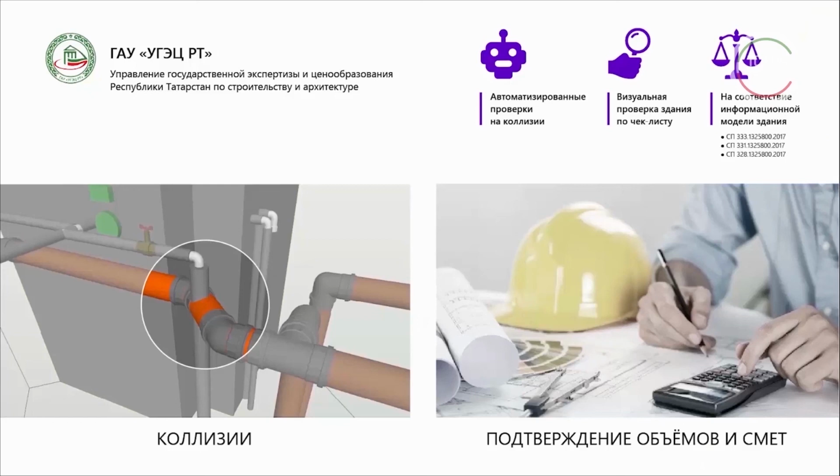It excluded the collisions of the constructive and engineering elements in the future site. It allowed to confirm the capacity of the claimed works and the costs, to confirm the cost of the future site and building. Also, the information model allowed to analyze the project solutions within a shorter period of time.